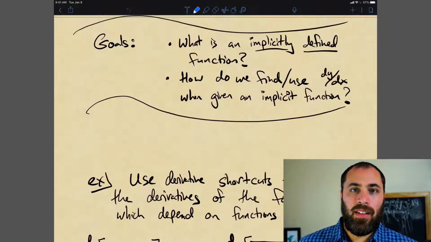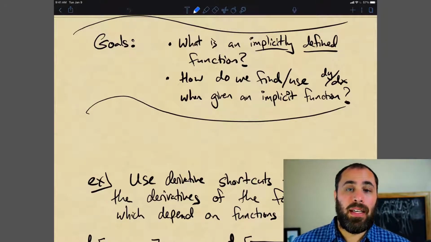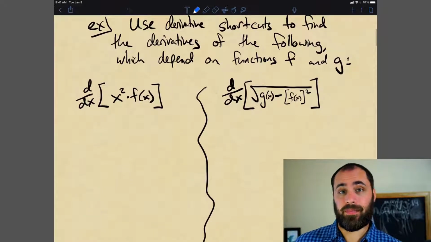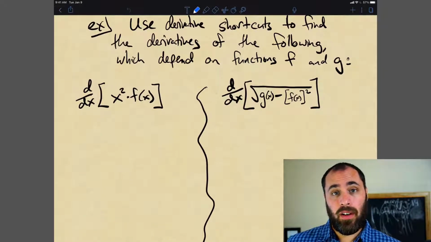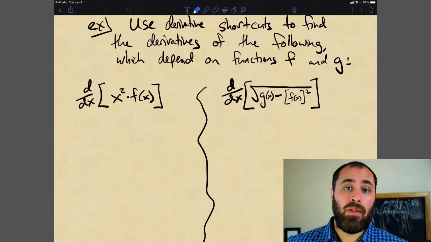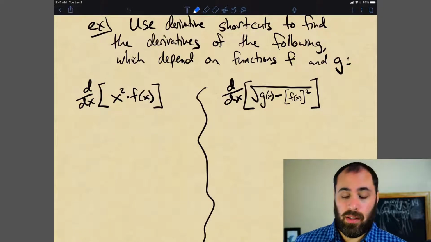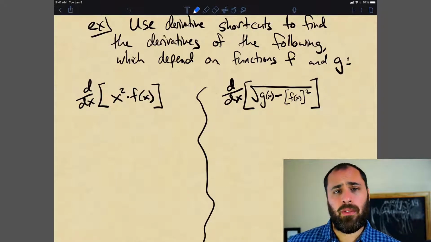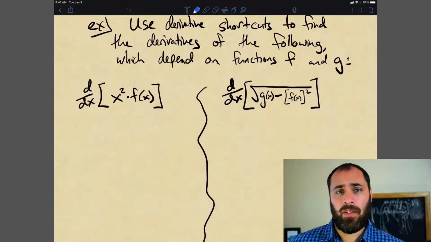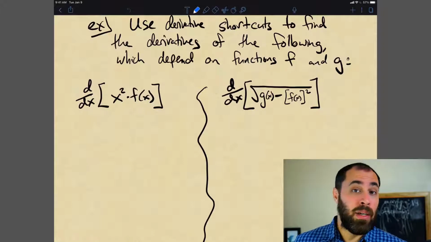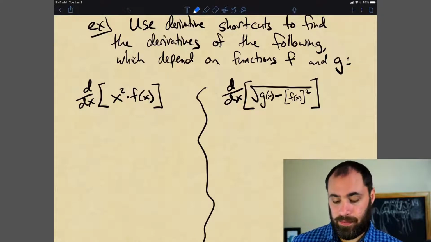Hey folks, in this video I'll tell you about implicitly defined functions and how we can take their derivatives and what that means. So to start off, let's look at two examples where we need to use some of our derivative shortcuts. These look a little weird based on the ones that we've previously done because, if you see, the functions f and g show up right in the middle of a function expression.